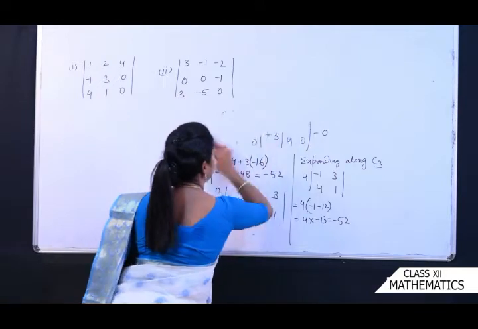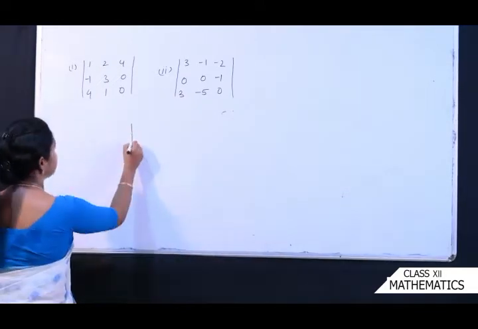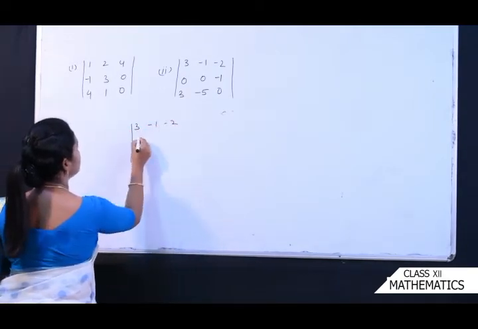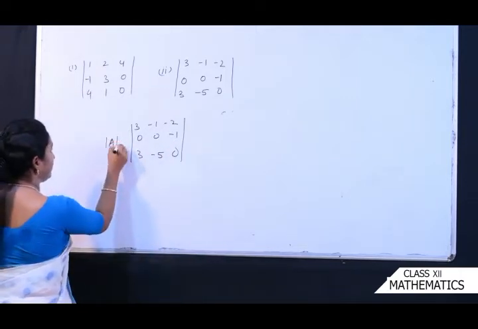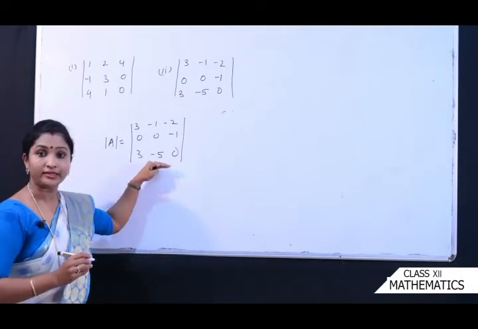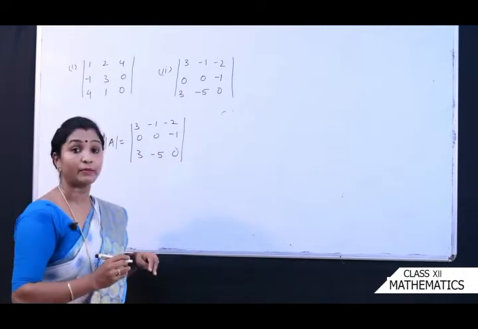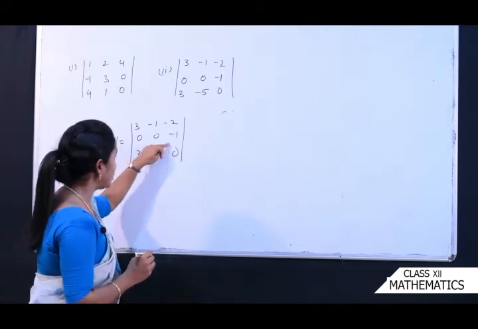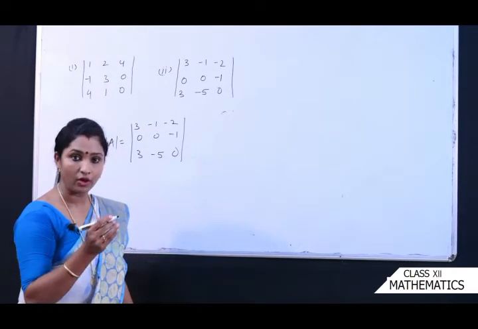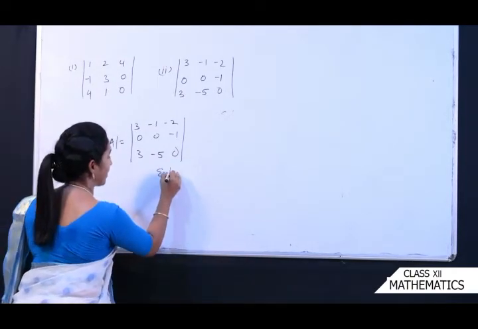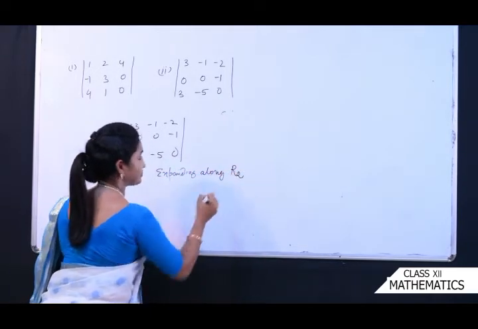Look at the next one. In the next question, see here, it is 3 -1 -2, 0 0 -1, 3 -5 0. Again this determinant is denoted A. Now, how to calculate this? How to find the determinant here? Here, which row has more zeros? You can see in row 2, R2, the number of zeros is more. So it's better to expand along R2. Okay, so what I'm doing: expanding along R2.